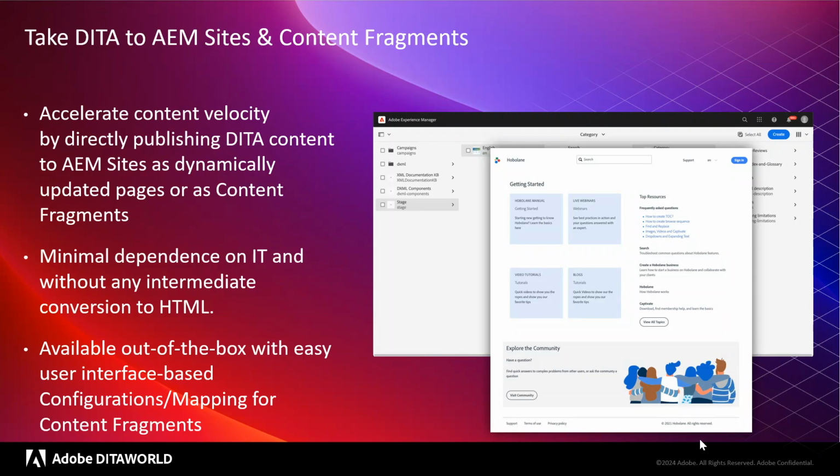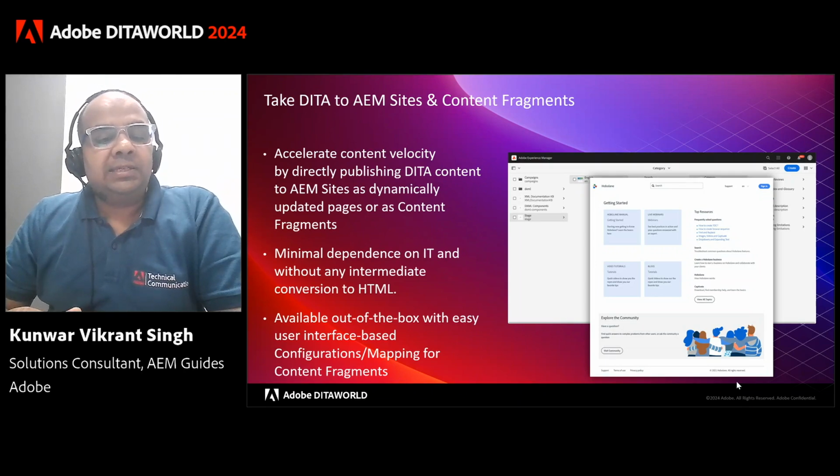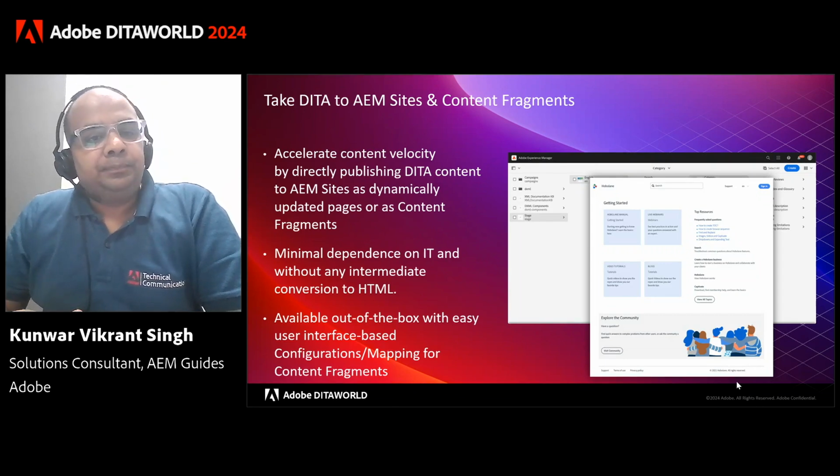Now, let's talk about the capability of AEM Guides that helps organizations accelerate their content velocity by directly publishing data content to AEM Sites as dynamically updated pages or as content fragments. Consider a scenario. There is a map where the author may need to create a PDF, but at the same time, the author may also want to publish the entire map as an AEM site. With just a click of a button, the author would be able to directly publish this entire map as an AEM site.